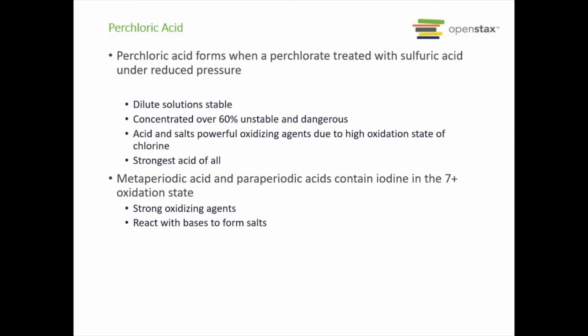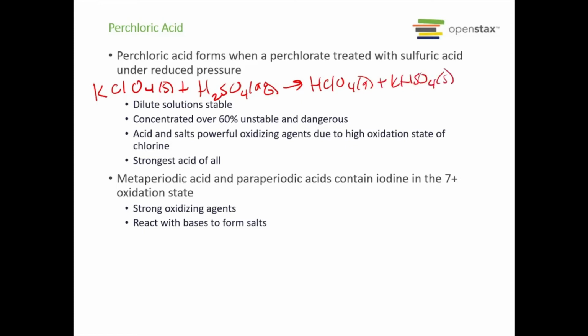Perchloric acid is going to form when we take a perchlorate and we treat it with sulfuric acid under reduced pressure. So for instance, we take some KClO4 and give it some sulfuric acid. This gives us HClO4 gas and KHSO4 solid. So perchloric acid, this HClO4, put it in water, and now you get the acid.